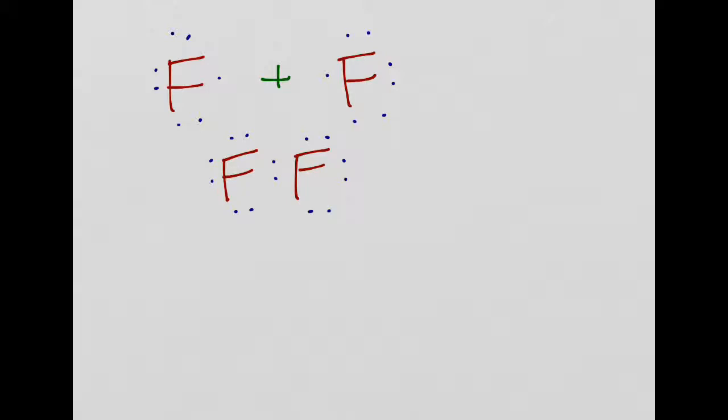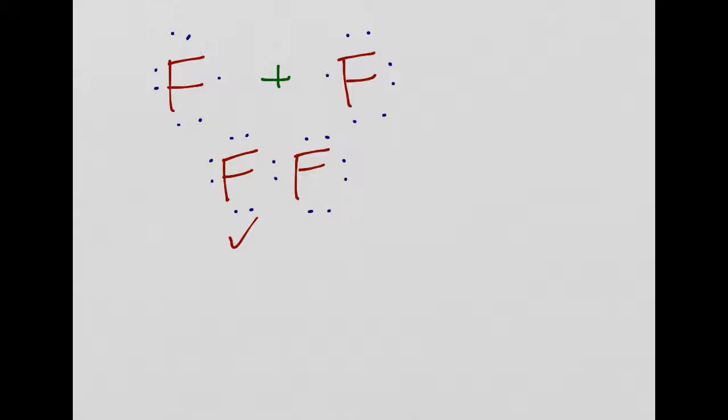But I want you to notice here now that this satisfies the octet rule for both atoms here. So I have 1, 2, 3, 4, 5, 6, 7, 8, which is exactly what I want to have for this guy on the left side, so he's happy. And then similarly, I have 1, 2, 3, 4, 5, 6, 7, 8.